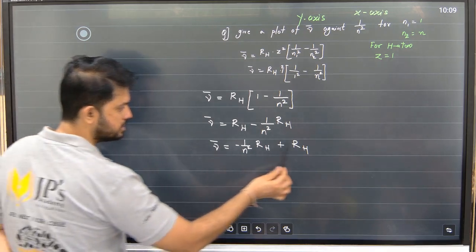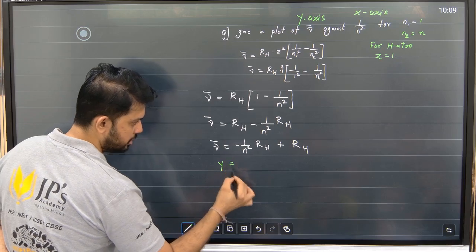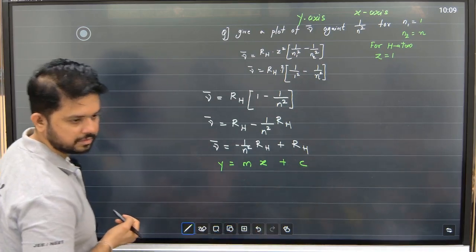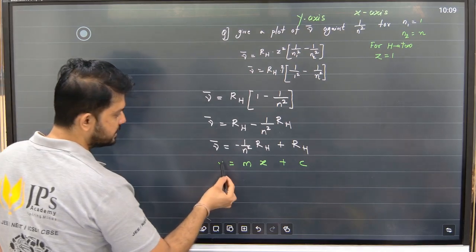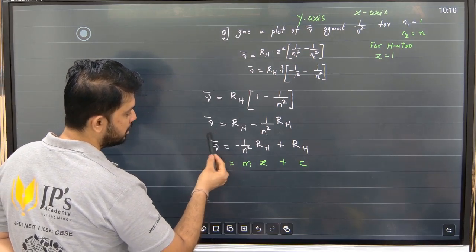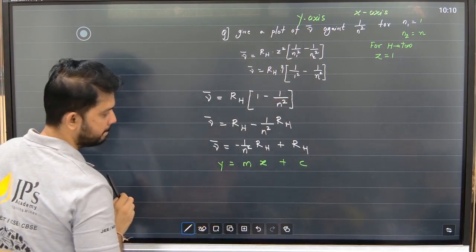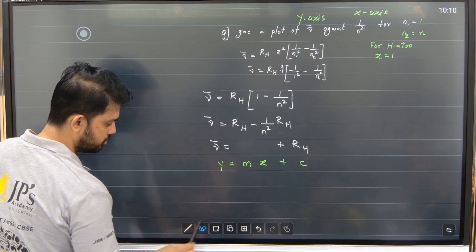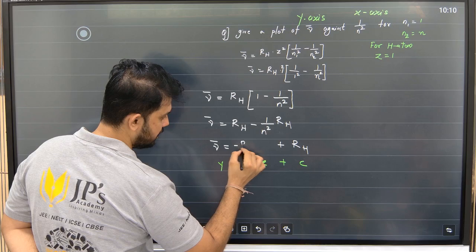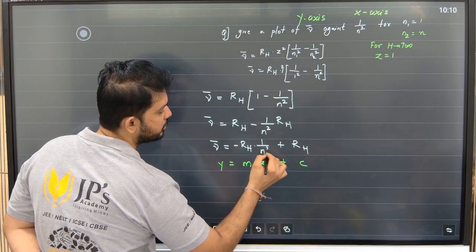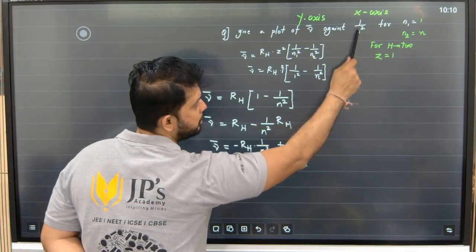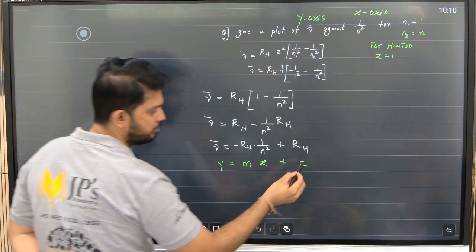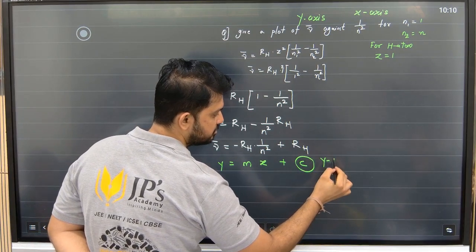Then what did we do? Now I will compare this with the equation y is equal to mx plus c. Because on the y-axis, what did I want? Nu bar. On the x-axis, what did we need, people? 1 upon n square. So I'll write it slightly differently: minus RH 1 upon n square. So what did we want on the x-axis? 1 upon n square. So x-axis is 1 upon n square. And what does c stand for? Excellent. This is the y-intercept.